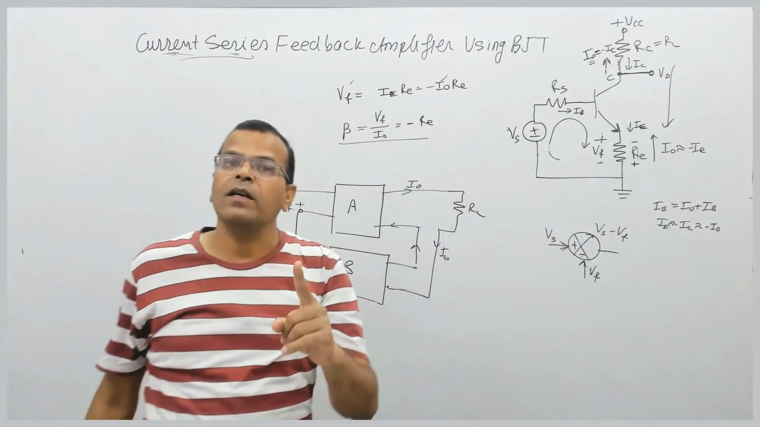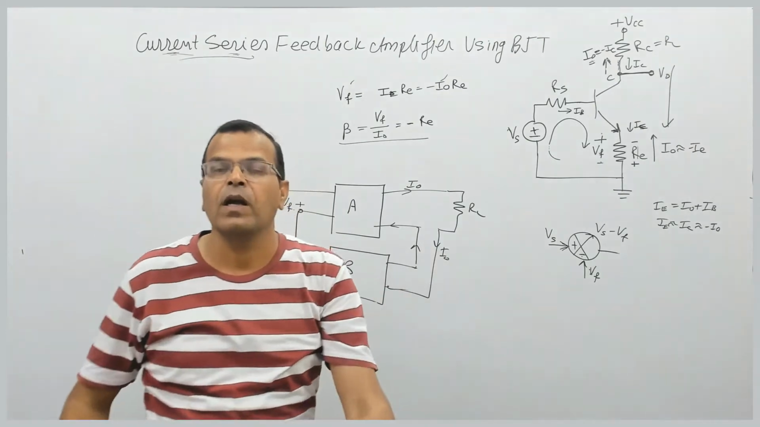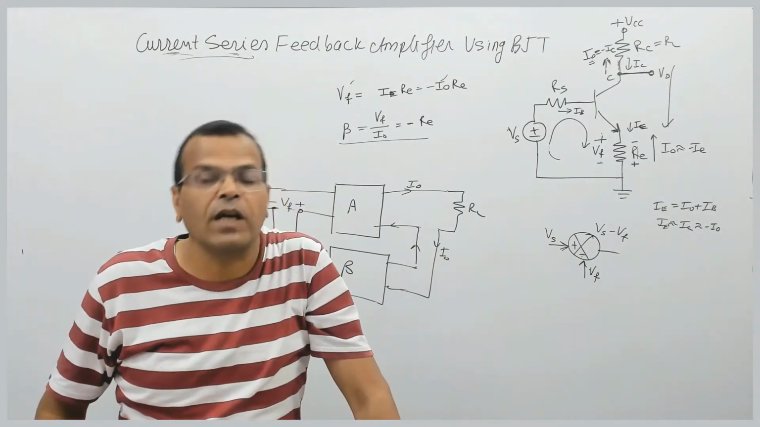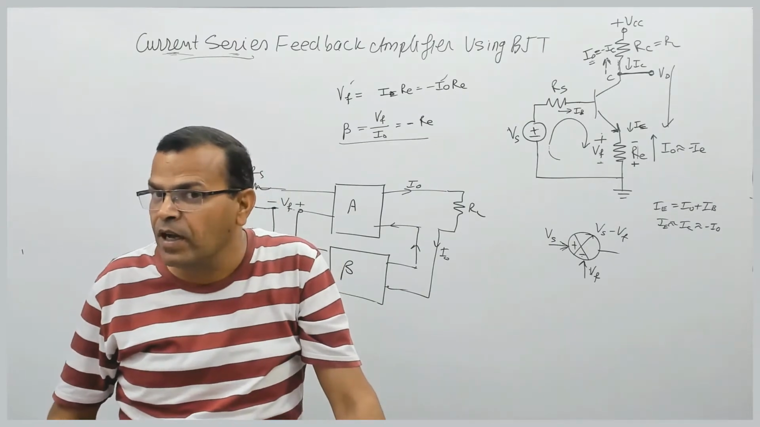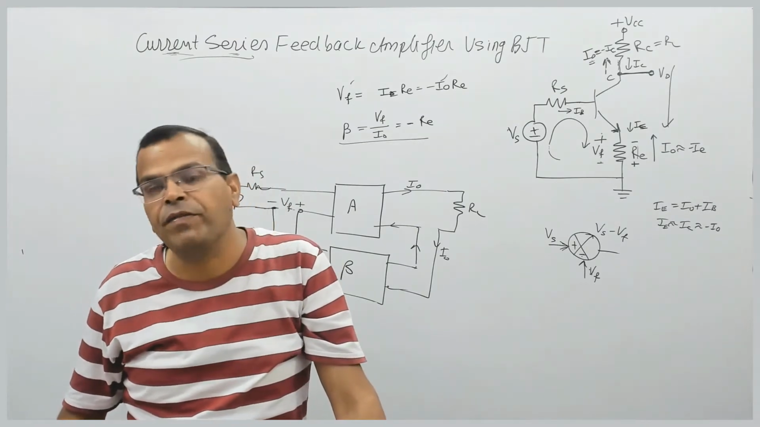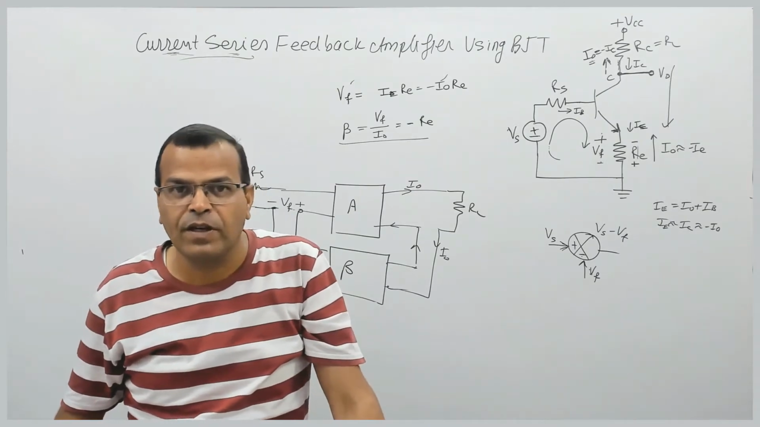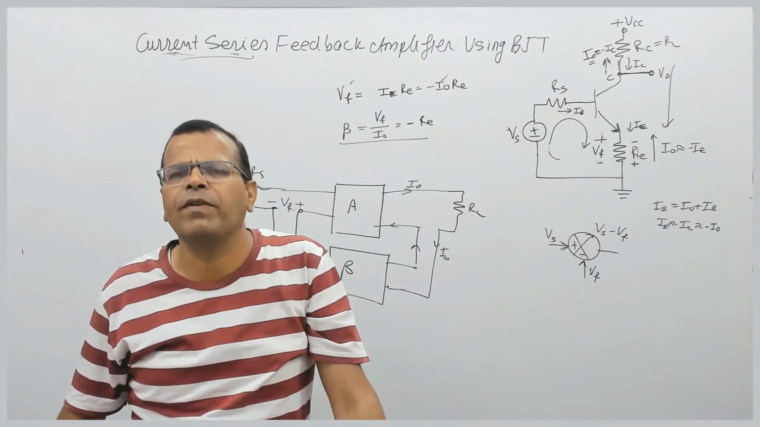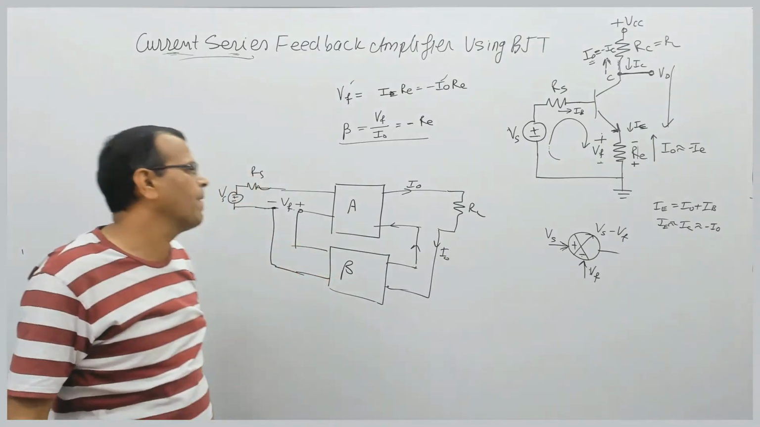So I have series mixing and series sampling. Series sampling is known as current sampling and series mixing is known as voltage mixing. If you are getting confused, see my first video on these nomenclatures, rather the second video of this chapter on YouTube. You can refer to that video. Fine.